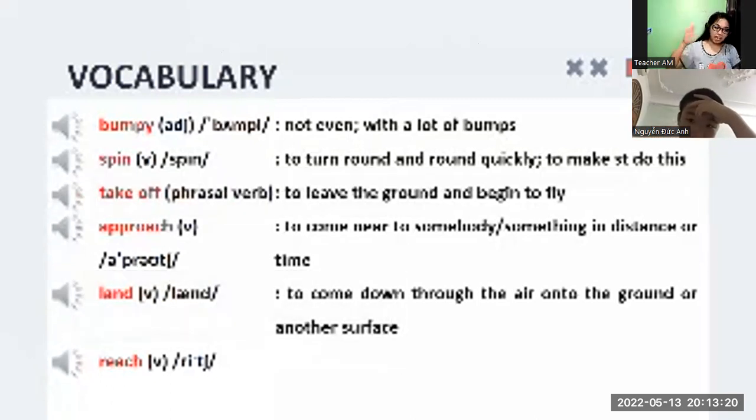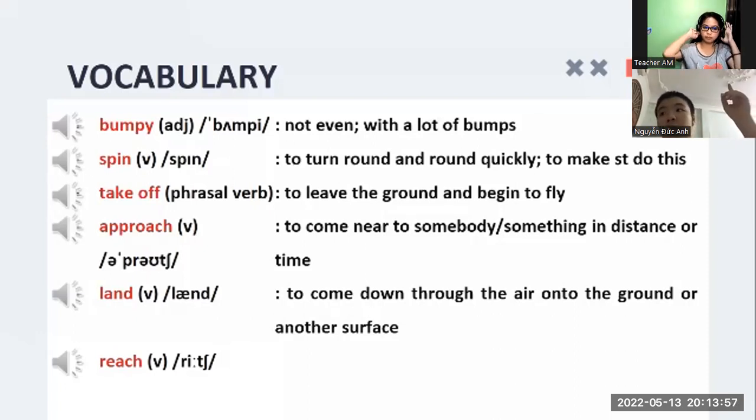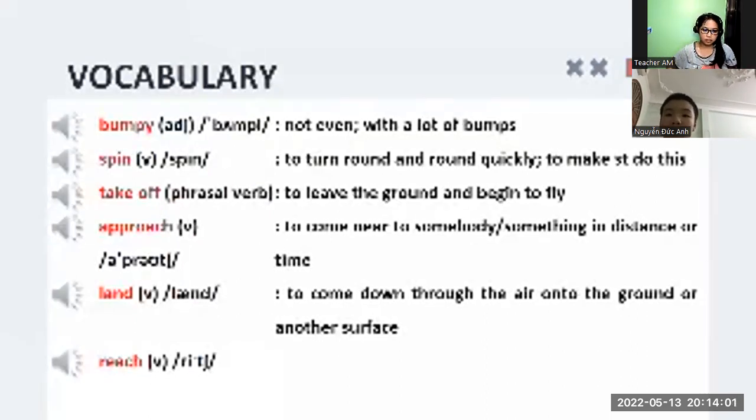For example, if the plane is taking off, beginning to fly, then the flight attendant will say, "So now I want you to get ready because we are now landing on the ground." So that means going down. Do you got it? Yes. Okay, so now I want you to give an example for land or use it in a sentence. The airplane landed. Okay, the airplane landed. Very good.